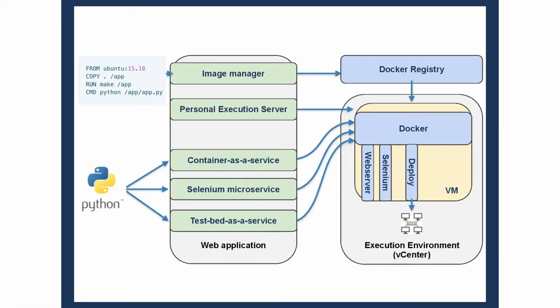With container as a service, we allow users to deploy containers in their personal VMs. So building a container is pulling the desired Docker image from the Docker registry and then, inside the VM, automation engineers can develop their activity there, they can develop, execute, and so on. Selenium microservice is pretty similar to the container as a service, given the fact that it raises a Selenium-ready container inside the virtual machine.